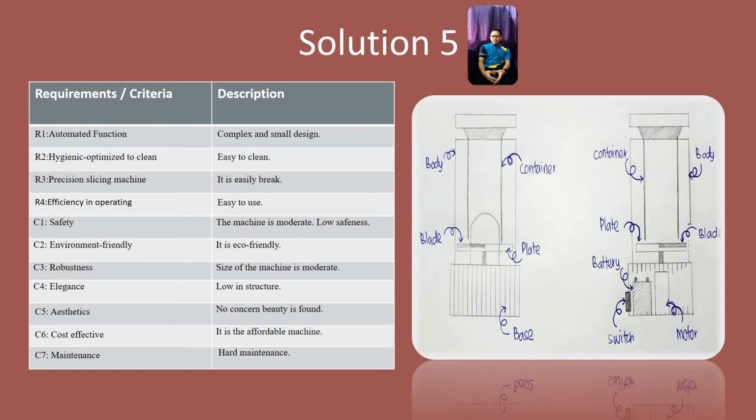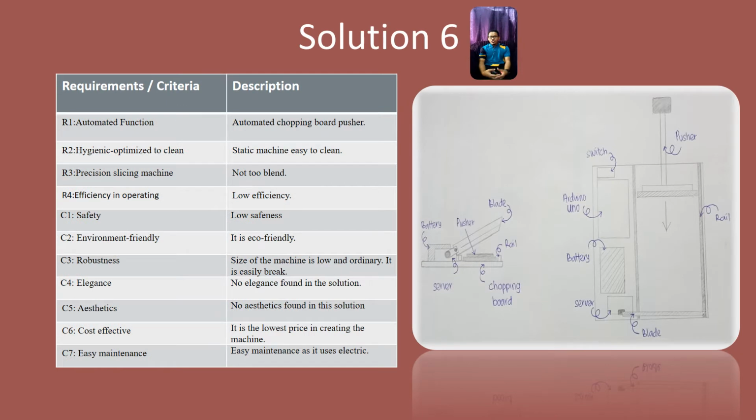For the elegance look, it is very low in structure. Next, the aesthetic: no constant beauty is found. For cost effectiveness, it is an affordable machine for all ages. And lastly, the maintenance: it is very hard to maintain because the motor is inside the machine.